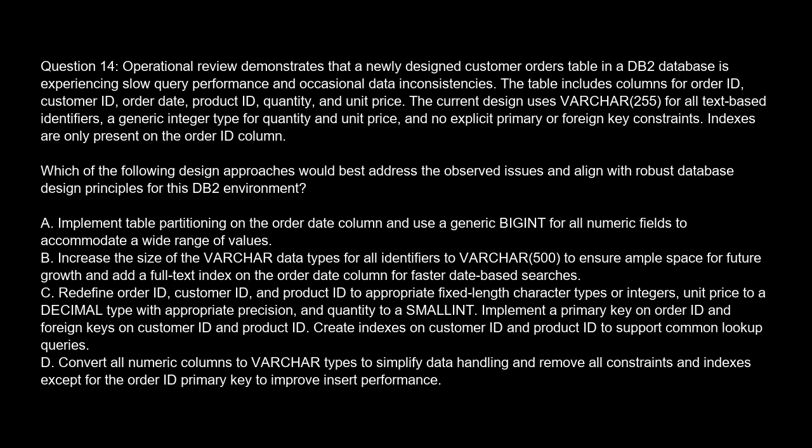Option C. Redefine order ID, customer ID, and product ID to appropriate fixed-length character types or integers, unit price to a decimal type with appropriate precision, and quantity to a small integer. Implement a primary key on order ID and foreign keys on customer ID and product ID. Create indexes on customer ID and product ID to support common lookup queries. Option D. Convert all numeric columns to VARCHAR types to simplify data handling and remove all constraints and indexes except for the order ID primary key to improve insert performance.